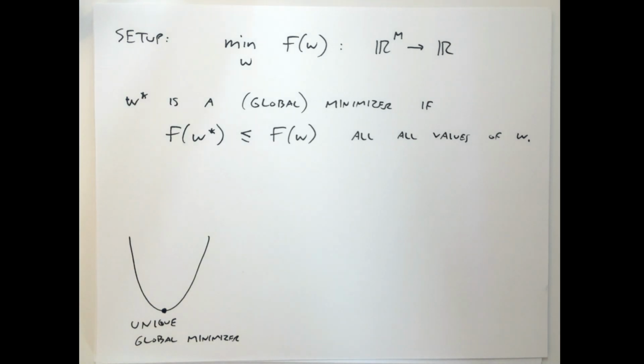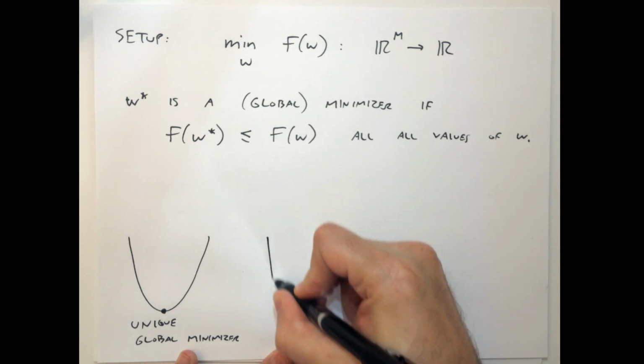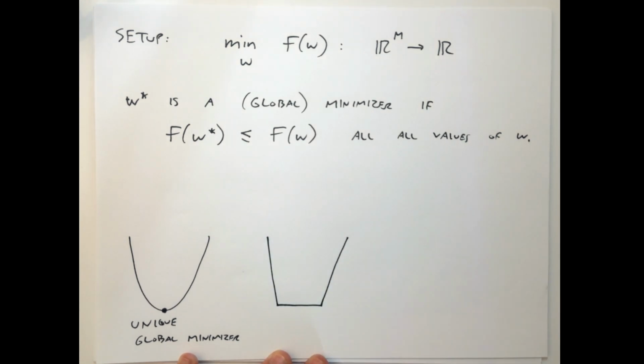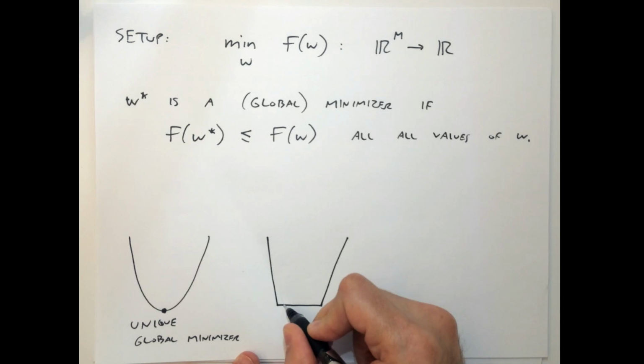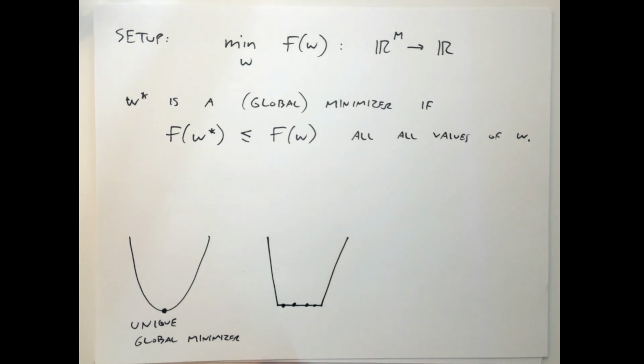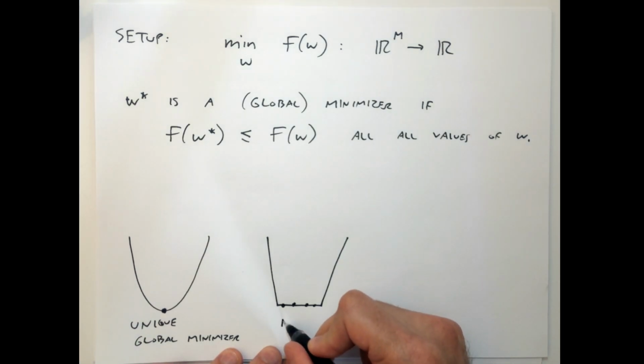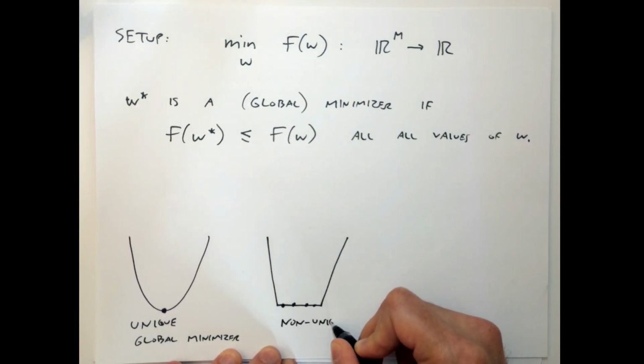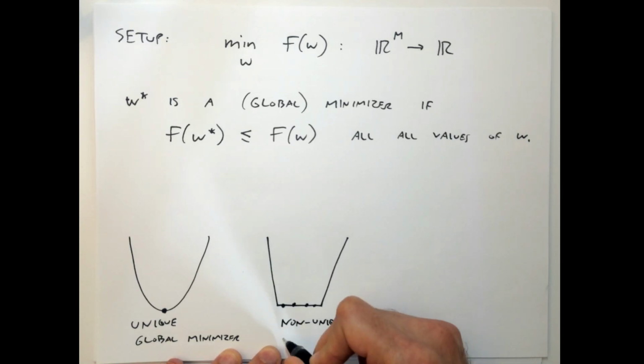I could also have a situation where I have flat areas of the cost function that are all global minimizers but not unique, right? So for example, if I had something like this as my cost function, then any of these points would also be a global minimum, right? But they're not unique. So this would be like saying I have a non-unique minimizer.